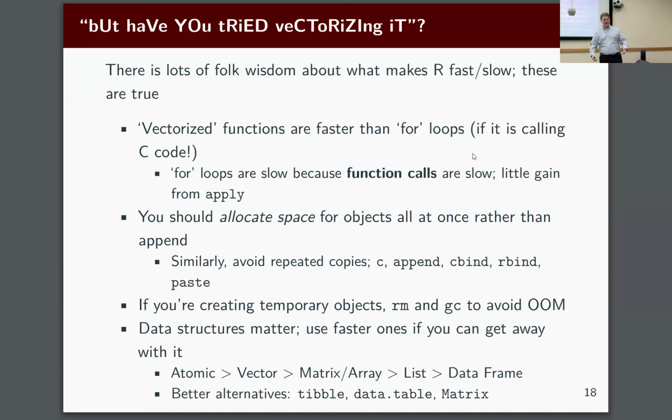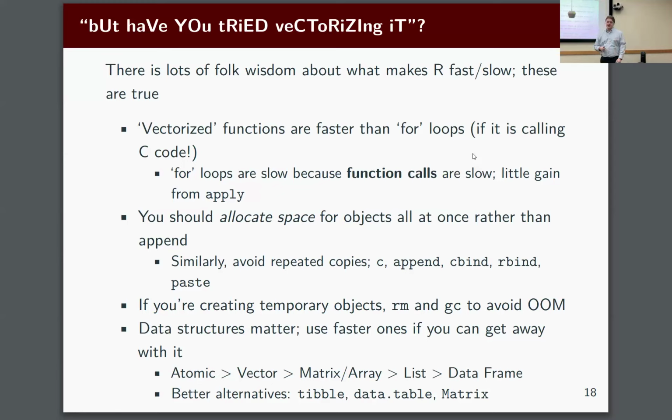Of course we vectorized it, right? So it is true, right? If you write everything in terms of for loops instead of with vectorized functions in R, your performance will suck.